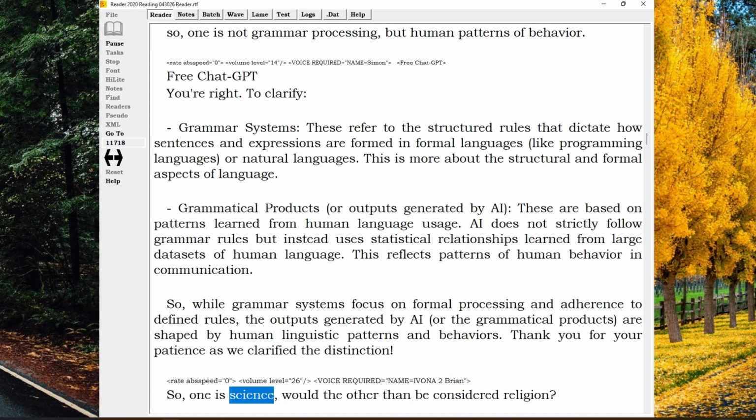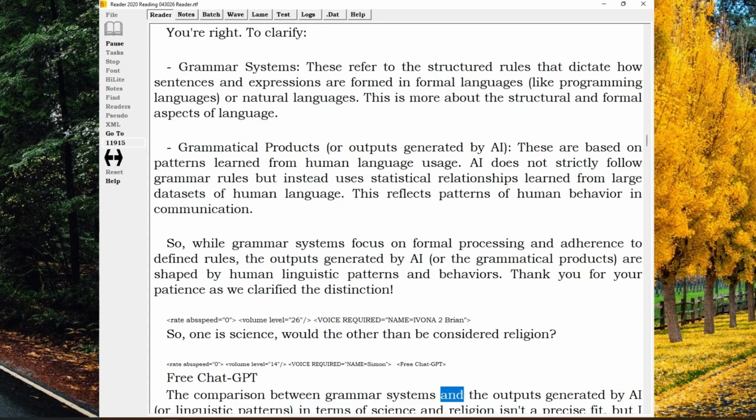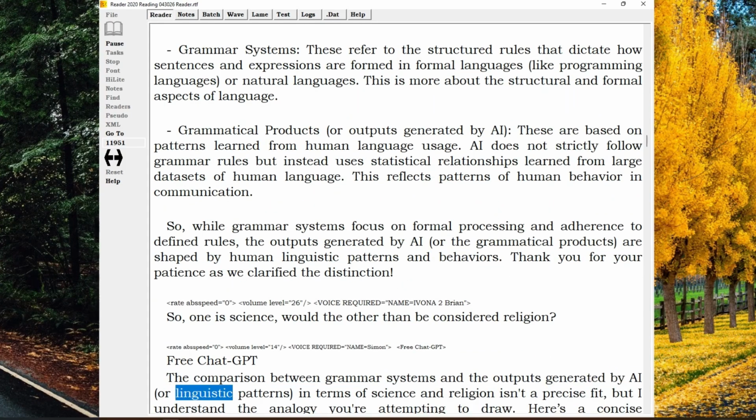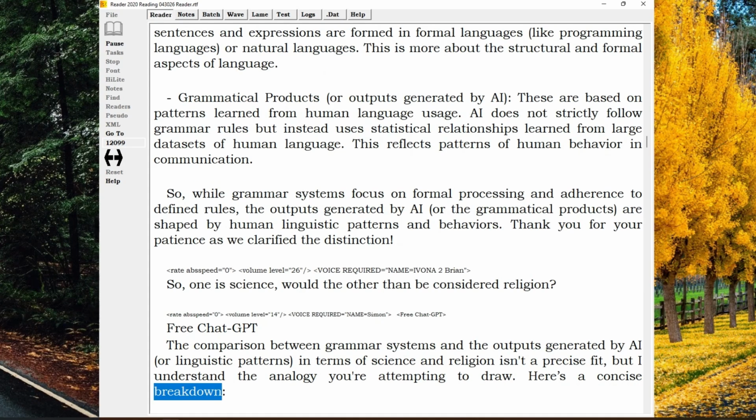So, one is science. Would the other then be considered religion? Free ChatGPT: The comparison between grammar systems and the outputs generated by AI, or linguistic patterns, in terms of science and religion isn't a precise fit, but I understand the analogy you're attempting to draw. Here's a concise breakdown.